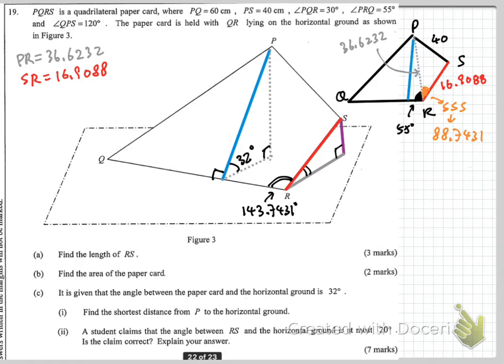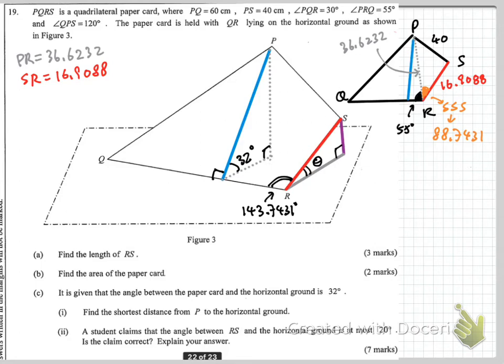So now we know the angle here. Let's call it theta. Theta is not 32 degrees. So what is it? It is definitely smaller than 32, but the student claims that it is at most 20. So how correct is she? How do you find this theta angle?